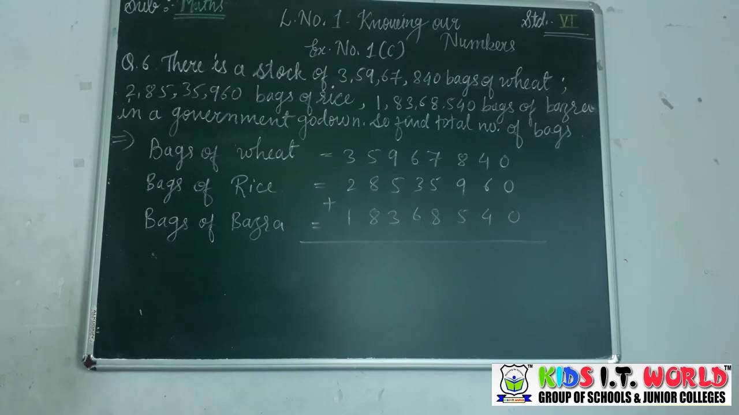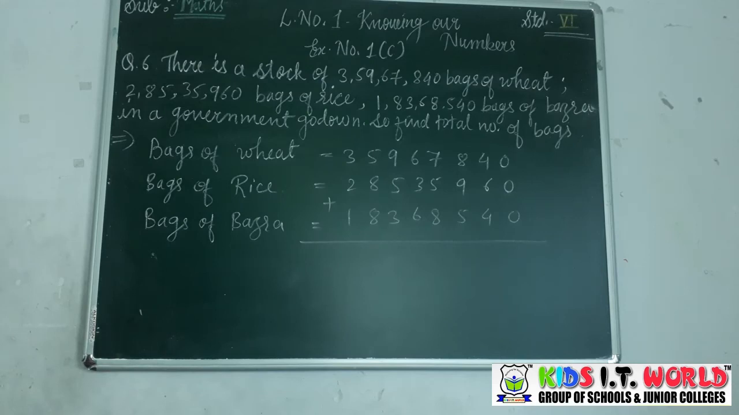How much amount of things that is in the bags is given to you, and you have to find how many total number of bags are there in a godown. So for that, which operation will we do on this? See, we have to find the total number of bags. So we will do the addition of the given three amounts.